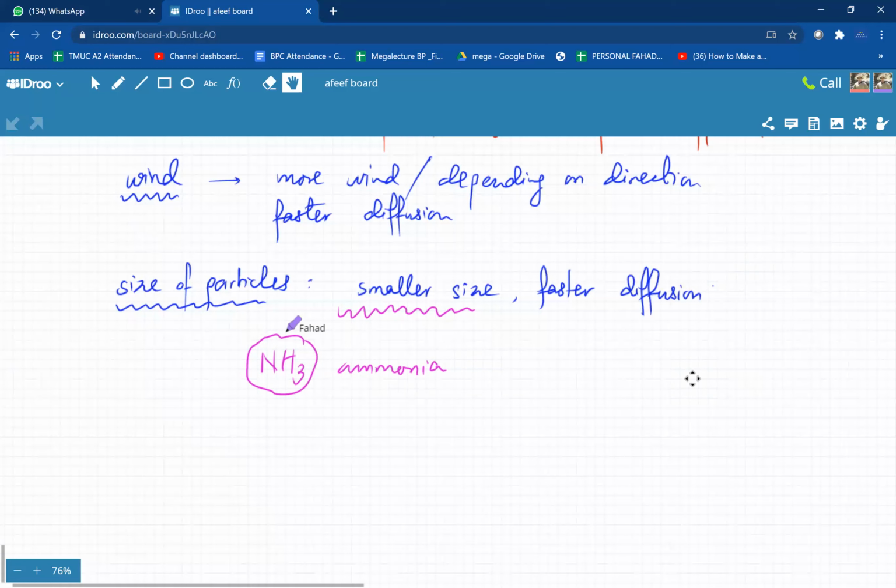So how do you find the mass? You open the periodic table, and you look at the atomic mass.